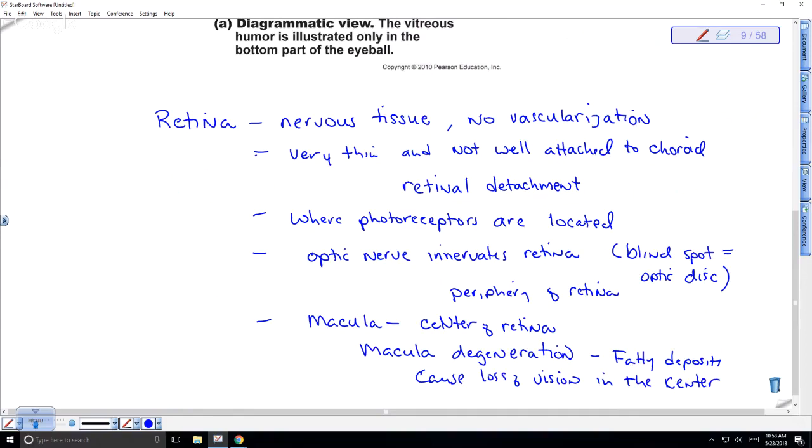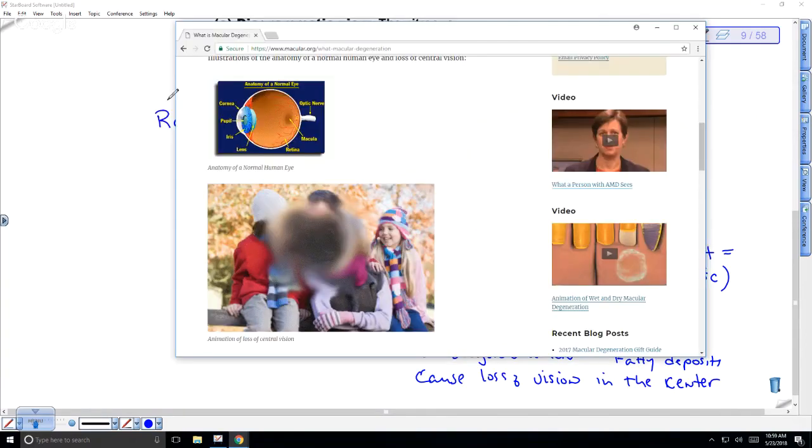So I had an image. Let me see if I can find it. Okay, so this is what it would appear. This is the symptoms, right? And so it would appear that you're just getting a hole in your vision, right? And so then you just retain your peripheral vision, and you can't see the center.